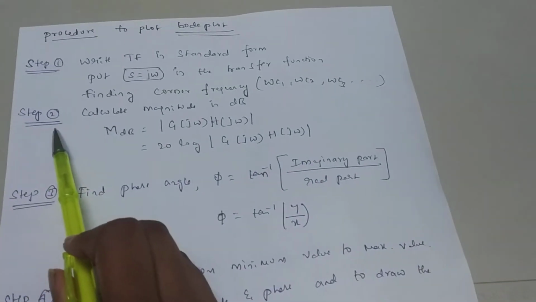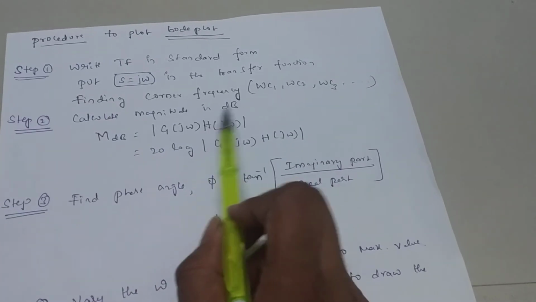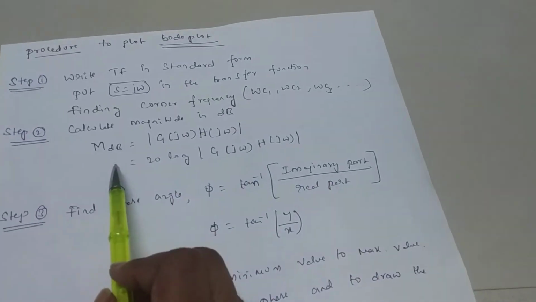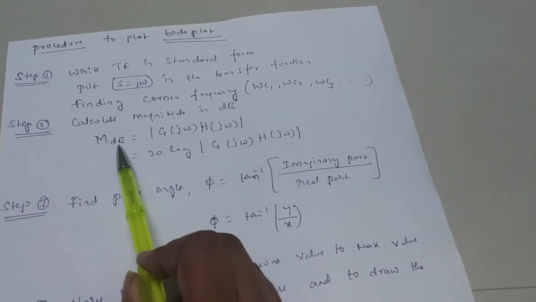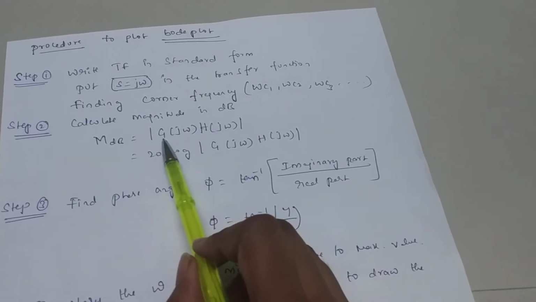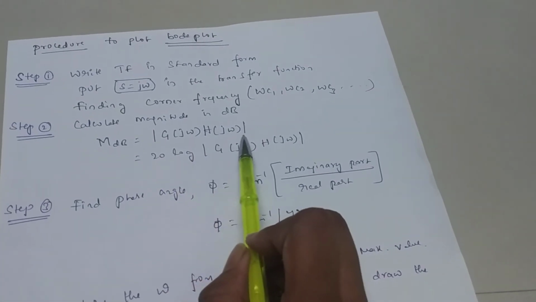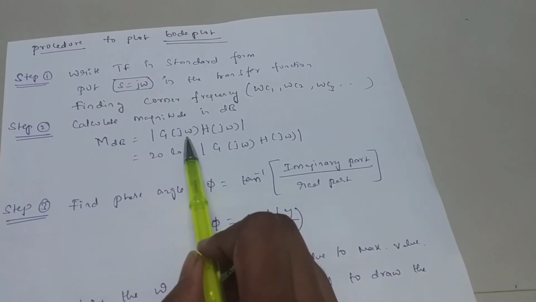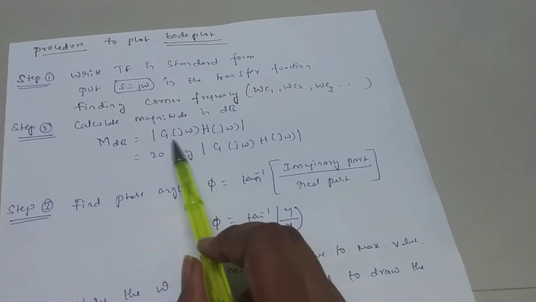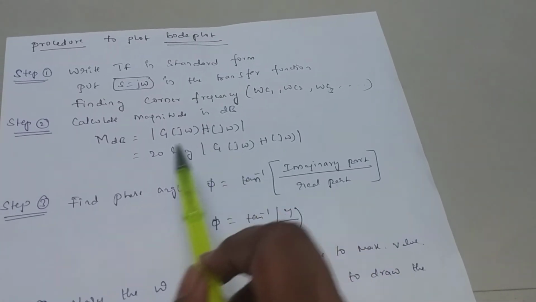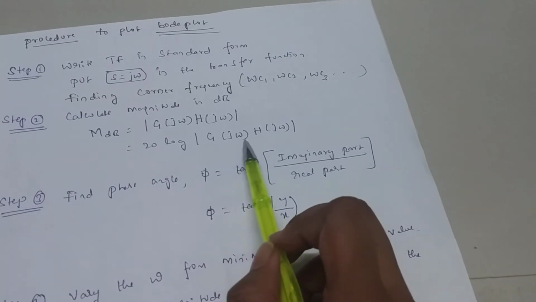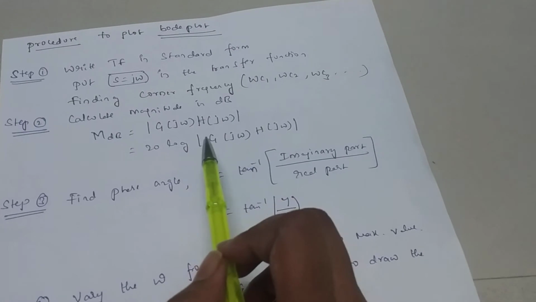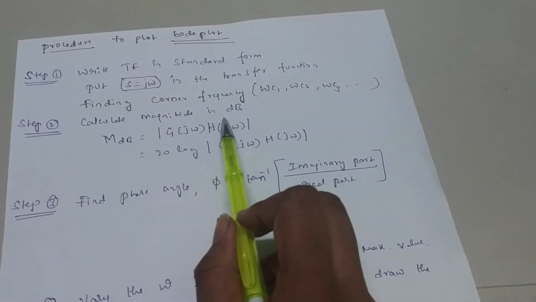So the next step is to calculate the magnitude in dB. For dB we have a formula. See here, the magnitude in dB equals the magnitude of G of j omega into H of j omega, so G of s into H of s, where in place of s we have written j omega. That is 20 log of the magnitude of G of j omega into H of j omega. This is the magnitude in dB, so this is the second step.